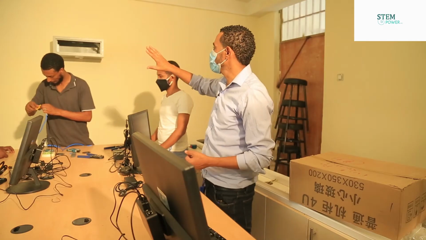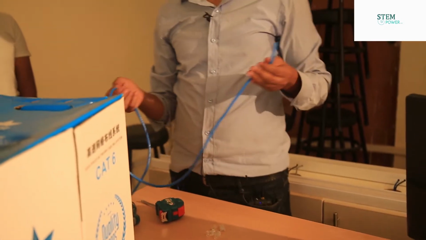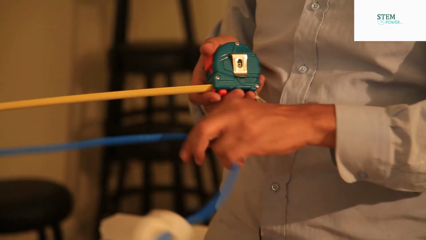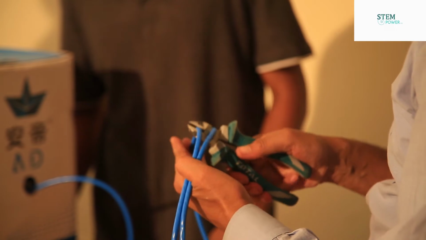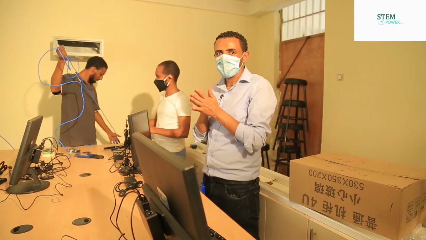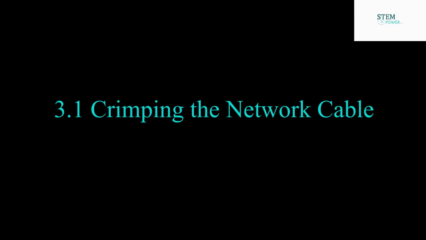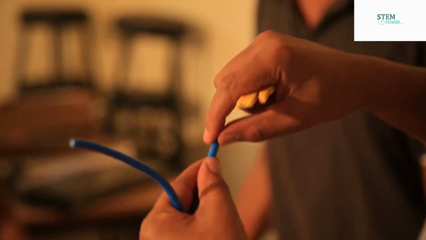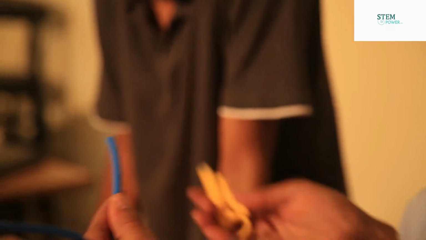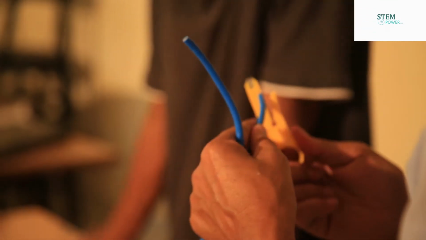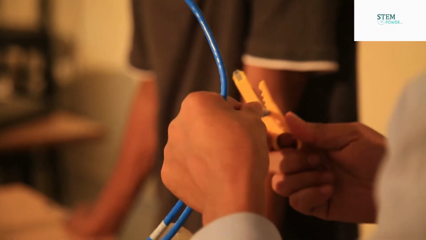Now we already have the length value of all the 31 computers from the switch position. So we can cut the network cable accordingly. Now we can start to crimp our network cable. But before starting crimping, we have two types of cabling. The first one is crossover cabling. The second one is straight through cabling.